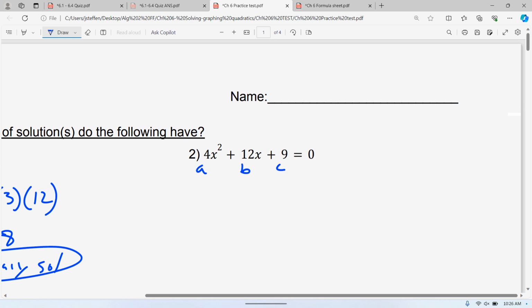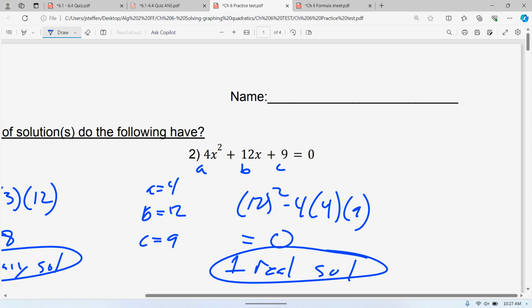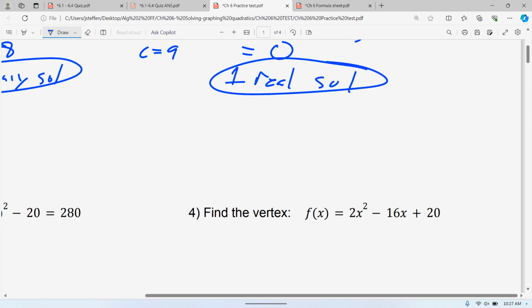So for this one we have my A, B, and C. B squared minus 4 times A times C. When you multiply that all out or put it in your calculator, you end up getting 0. So 0 is one real solution. Now, I didn't have an example of one where you get a positive, but remember, if you get a positive when you do this, that is two real solutions.